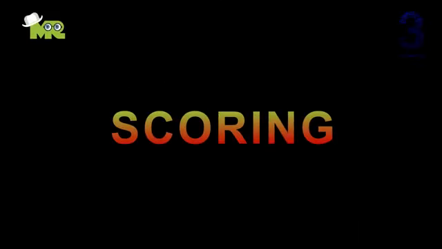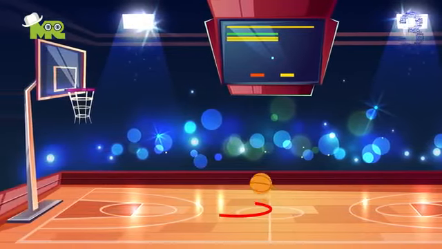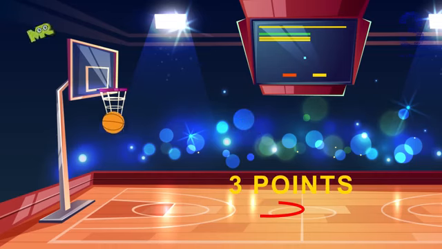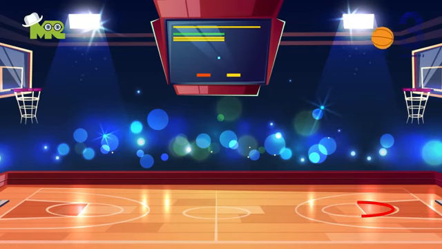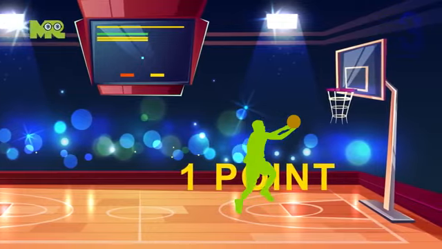Scoring. There are 3 scoring numbers for basketball players. Any basket scored from outside the three-point arc will result in 3 points being scored. Baskets scored within the three-point arc will result in 2 points being scored. Successful free throws will result in 1 point being scored per free throw.